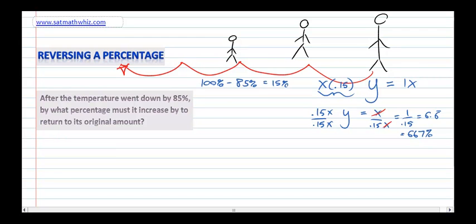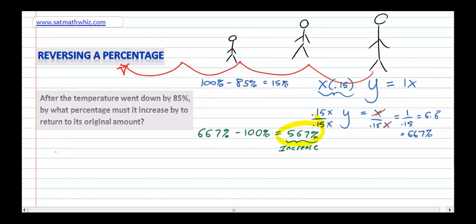Now, if I am 667% of what I was before, what did I increase by? Well, I'm 100% of myself right now. So to get to 667%, we need to increase by 567%. So even though the answer in decimal form is 6.67, the answer to the question is 567%.